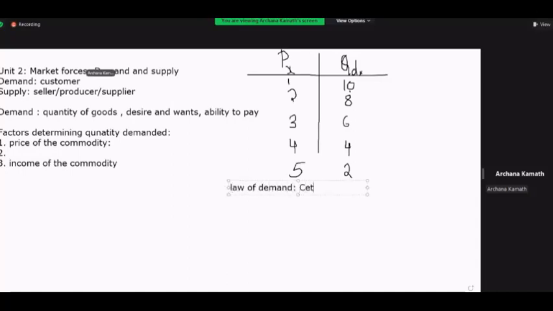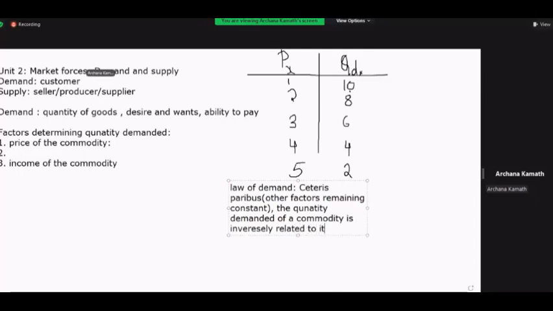You have to keep a condition, ceteris paribus. Ceteris paribus only means other factors remaining constant. This is a condition, and this law is only fulfilled when all of the factors are remaining stable. The quantity demanded of a commodity is inversely related to its price.